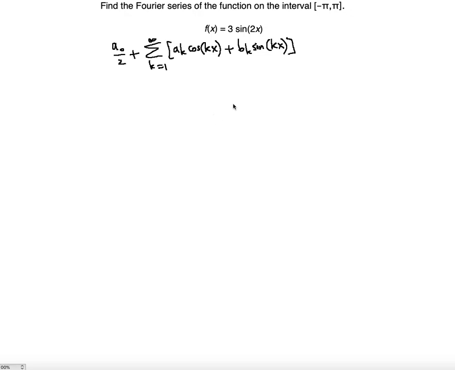We need to find the Fourier series of the function on the interval from negative pi to pi, and the function is going to be 3 times sine of 2x. So this is the Fourier series formula we're going to use.